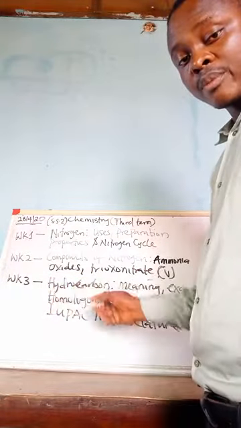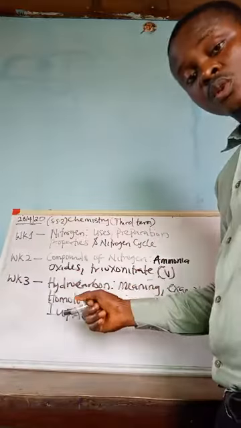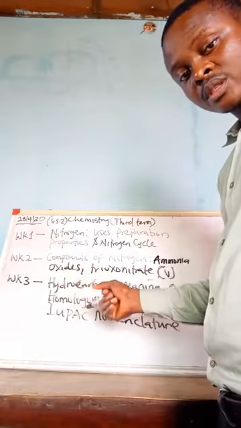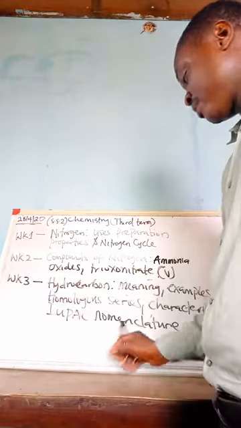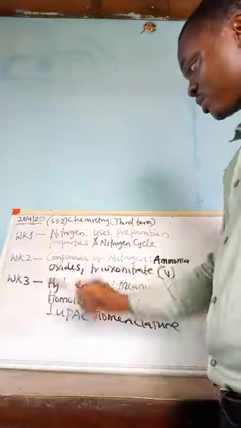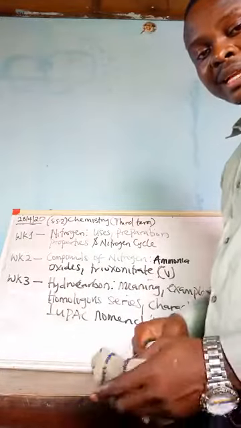So this time we'll be looking at the many hydrocarbon examples, the homologous series, the characteristics of the homologous series, and how to name hydrocarbons, talking about the IUPAC nomenclature. So now let's go straight to week 1. Week 1, we'll be looking at nitrogen.